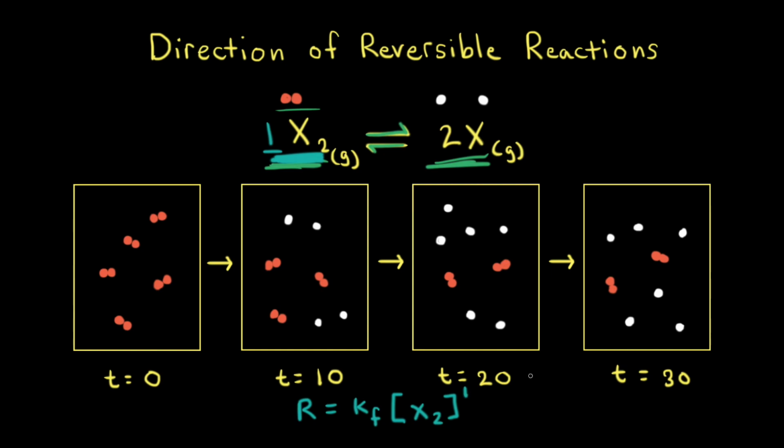Next, we can write the rate law for the reverse reaction. So the rate of the reverse reaction is equal to the rate constant, and we'll put in a subscript R here. So that's the rate constant for the reverse reaction. And in the reverse reaction, 2X combines to form X2. So this would be times the concentration of X, and since we have a 2 as our coefficient, we need to raise the concentration of X to the second power.